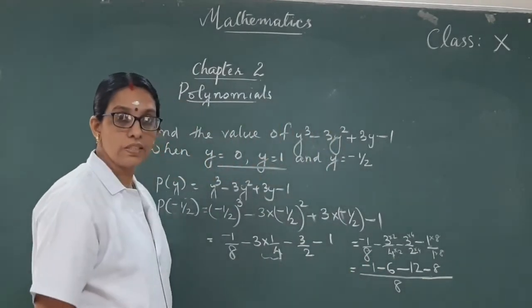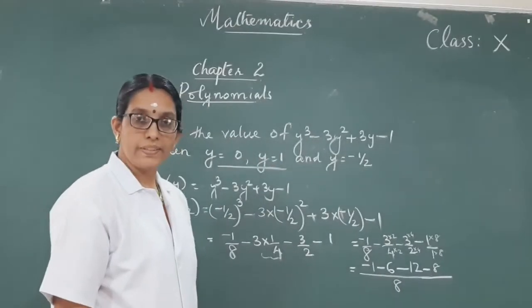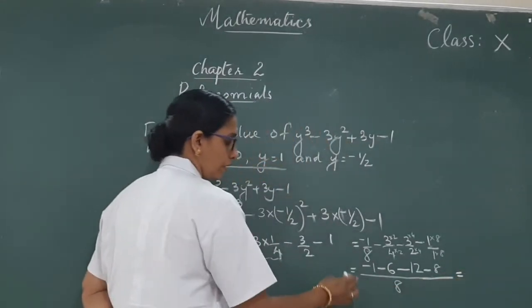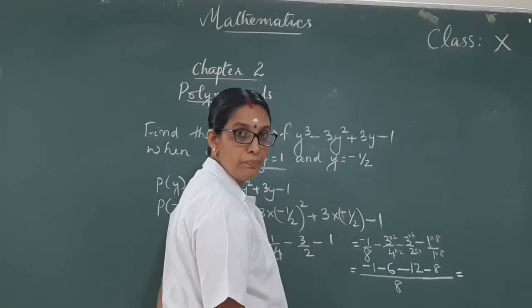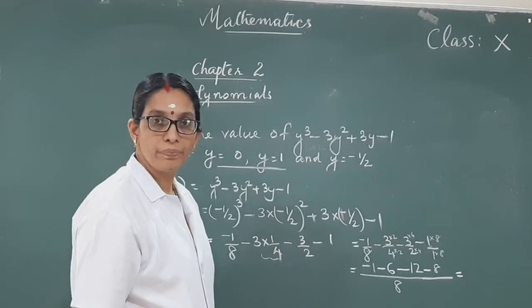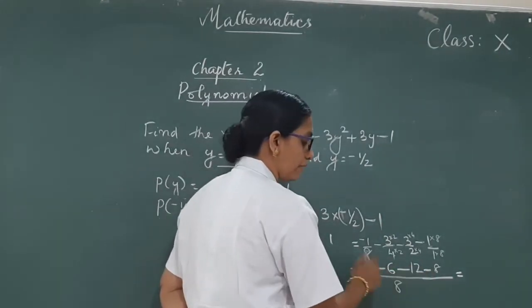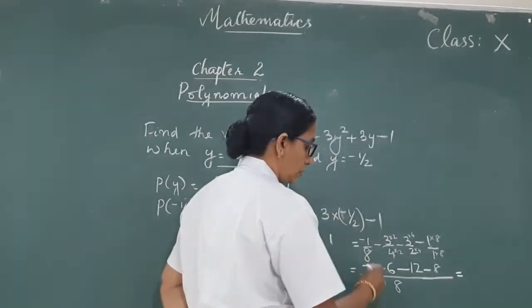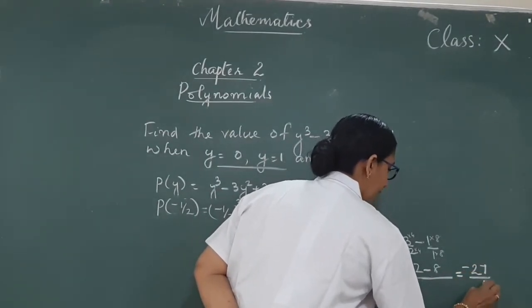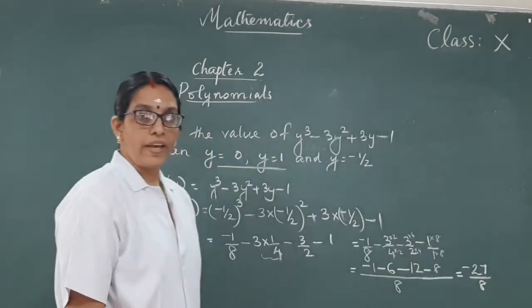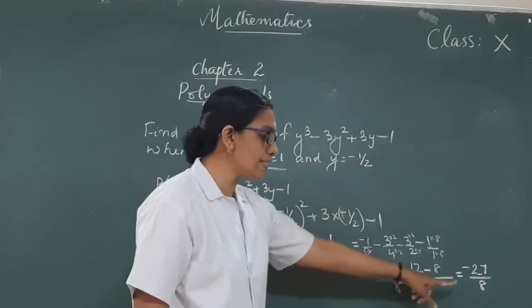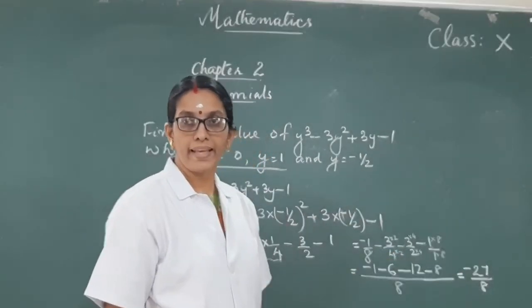All these calculations you have done in lower classes. So you know everything. So what is the answer? All numbers are negative numbers. How will you simplify numbers with the same sign? We have to add the numerals and put that sign. So when you add, you will get minus 27 by 8. So the value of the polynomial when y is equal to minus 1 by 2 is minus 27 by 8.